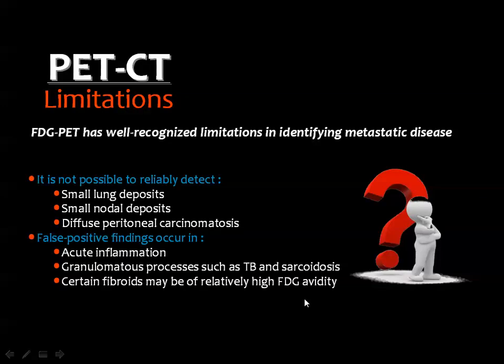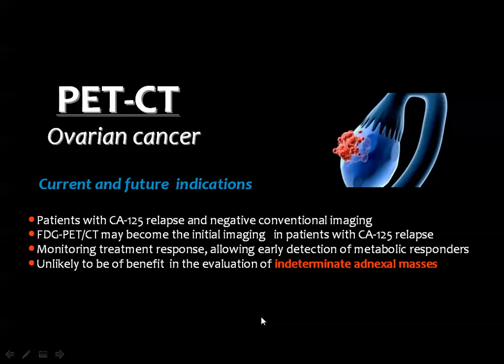And you may have some of the limitations for PET-CT, including that it is not reliably used to detect small lung deposits, small nodal deposits, and diffuse peritoneal carcinomatosis. And it may give false positive results in cases of acute inflammation, granulomatous disease, and some of the fibroids may show some increased uptake. And what is the value in ovarian cancer in particular?